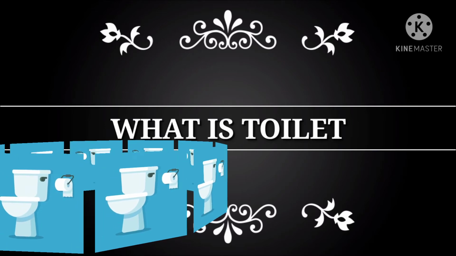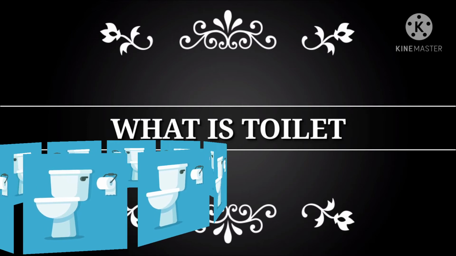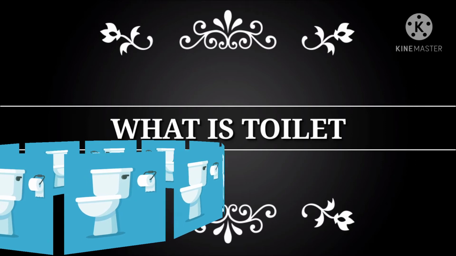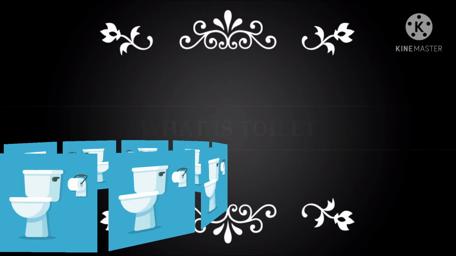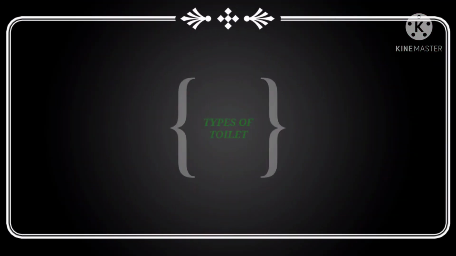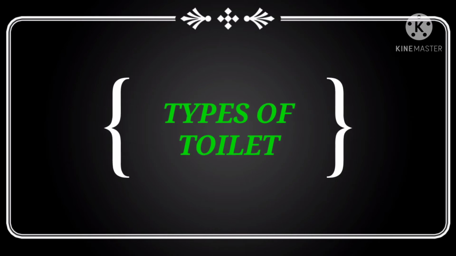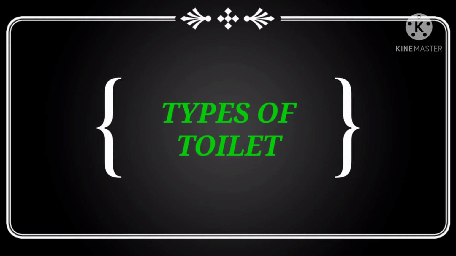So the toilet itself, it's a place where we go to poo and wee. Yes, so we pass out waste from our body. And we're going to be looking at types of toilets. We have different types of toilets. Some you know and some you don't know or you've not even seen before. So we're going to be talking about them.